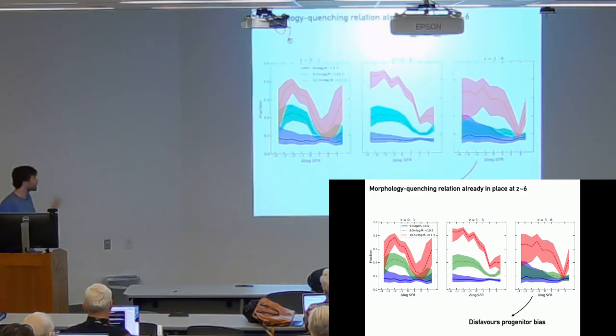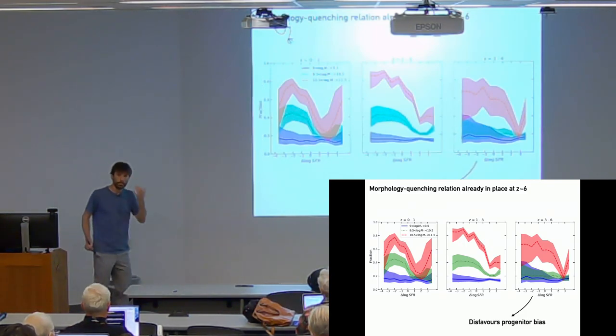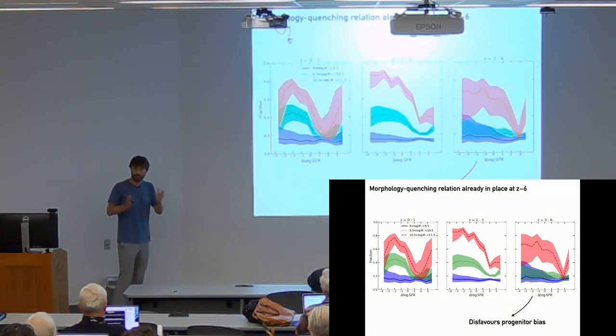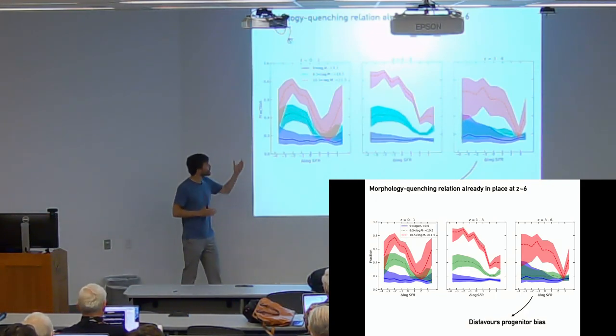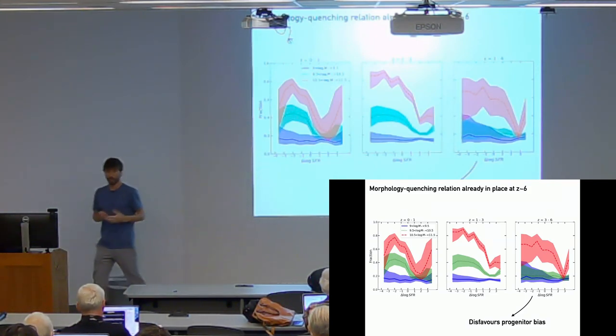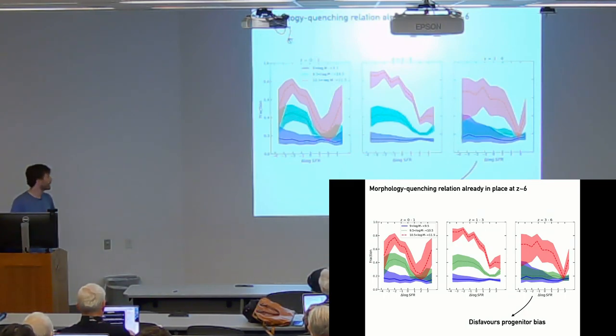And by the way, this disfavors the so-called progenitor bias, in the sense that you don't have time to build a progenitor bias. The time is very short. So if things are still bulge-dominated, quenched still bulge-dominated, there must be some connection between the morphology and the quenching.